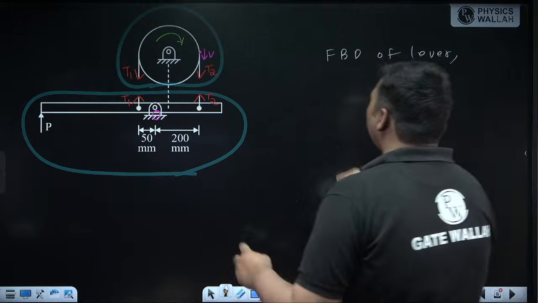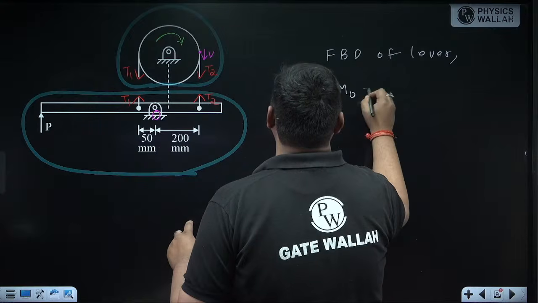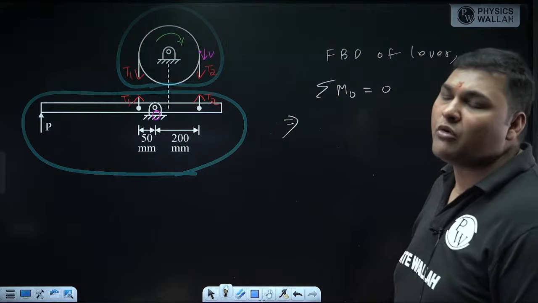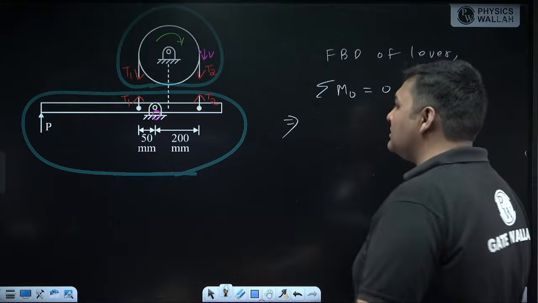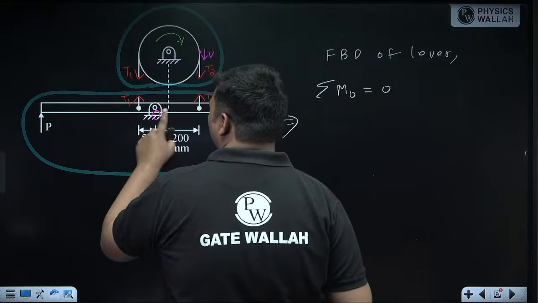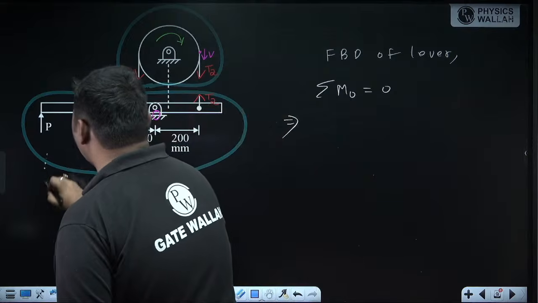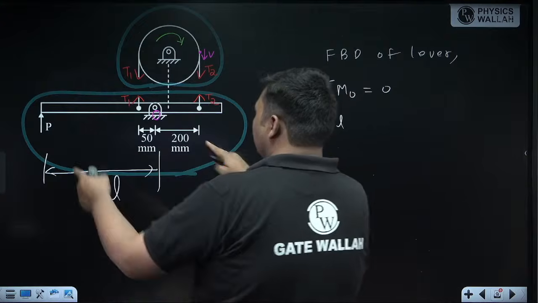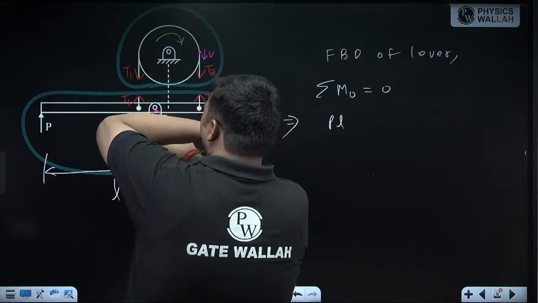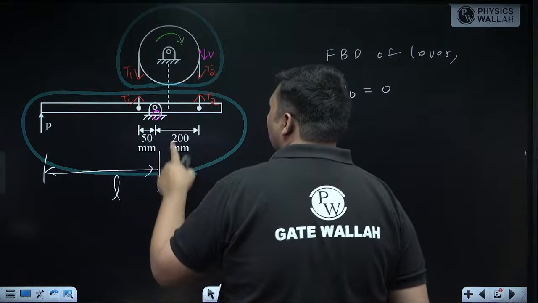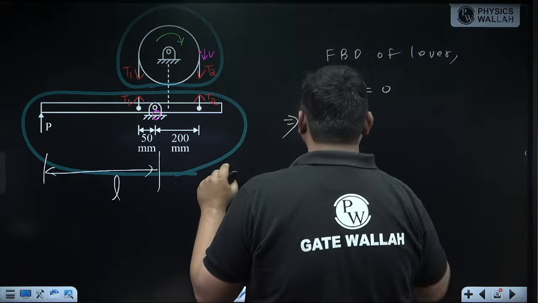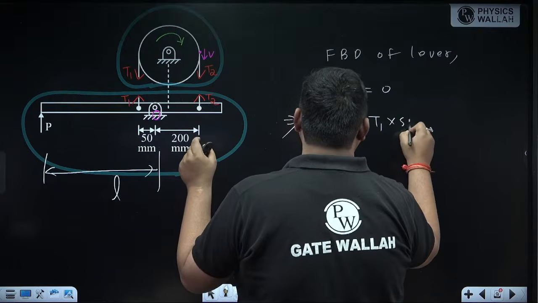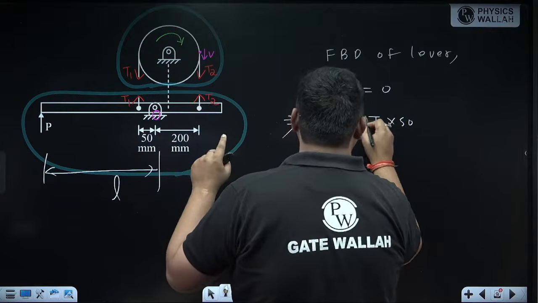How? In the FBD of lever, I am taking summation of moment about fulcrum O and equating with 0. While writing this moment equation, for clockwise I am using plus, for anti-clockwise I am using minus. Moment of braking effort P about O will be P into its perpendicular distance from O, which is not given, so let's say it is L. So it is P into L, and this effort P is rotating about O clockwise, so I am using plus sign. Now, in the FBD of lever, moment of T1 about O: its perpendicular distance from O is the horizontal distance 50, and about O it is rotating clockwise, for which I am using plus sign.